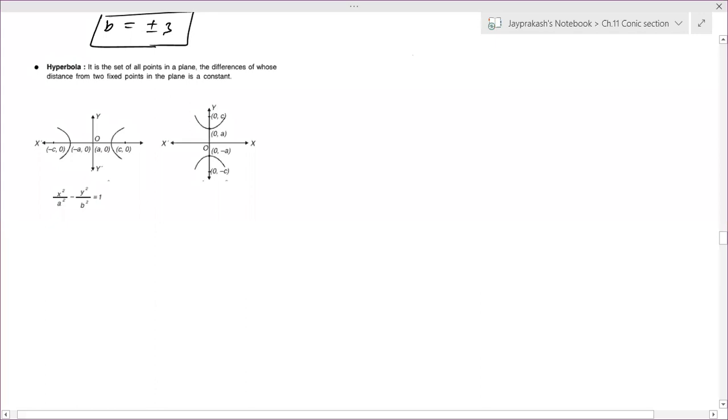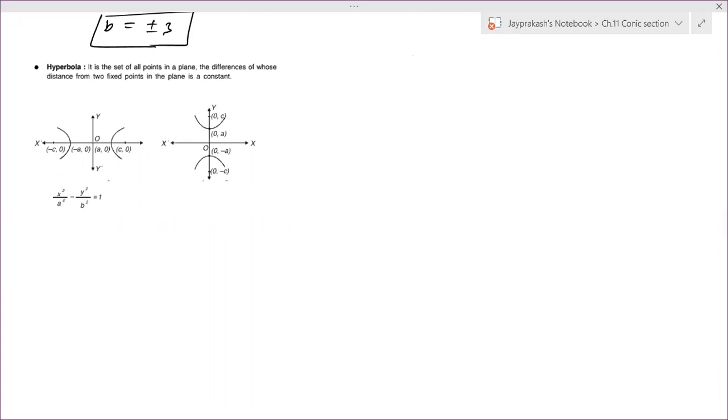So when the hyperbola is on the x-axis, it has the equation x square upon a square minus y square upon b square is equal to 1. The only difference between the hyperbola and the ellipse is the sign. In an ellipse, there is a positive sign between these two terms, while in a hyperbola, there is a negative sign.